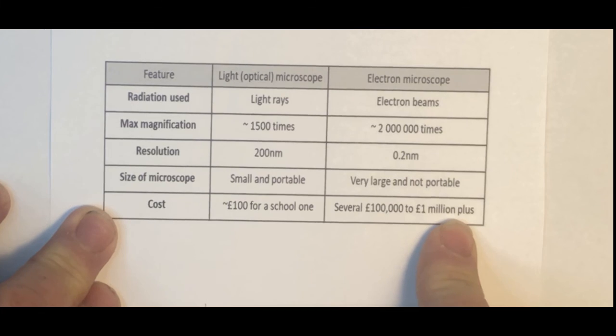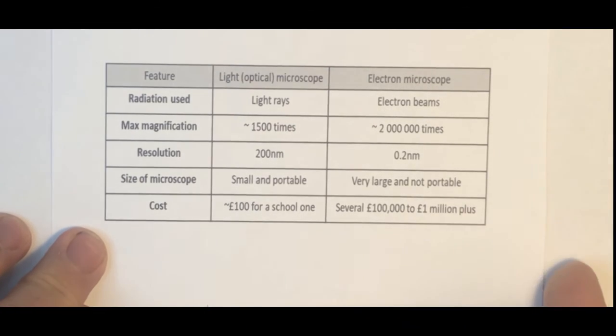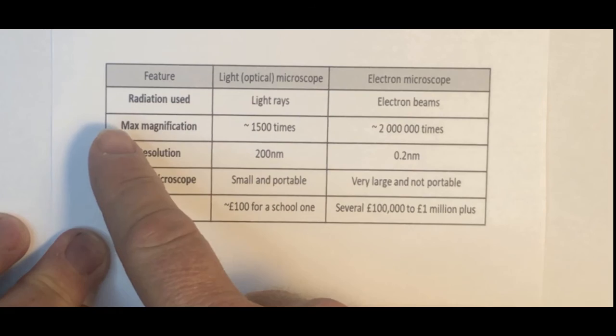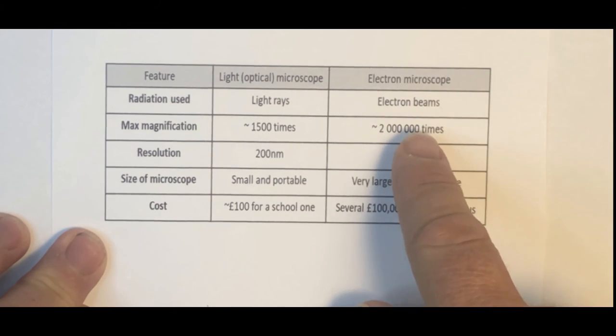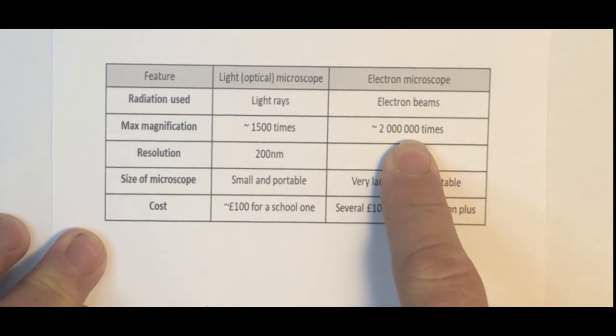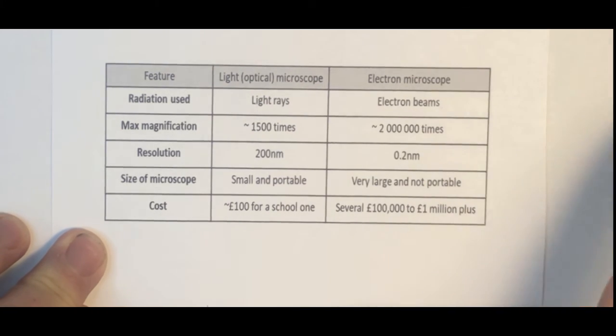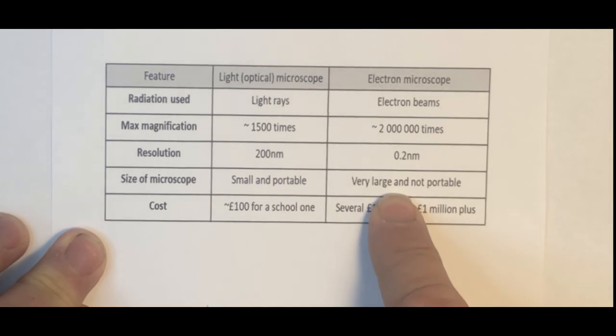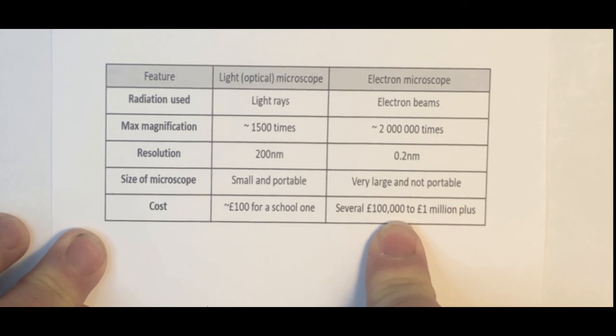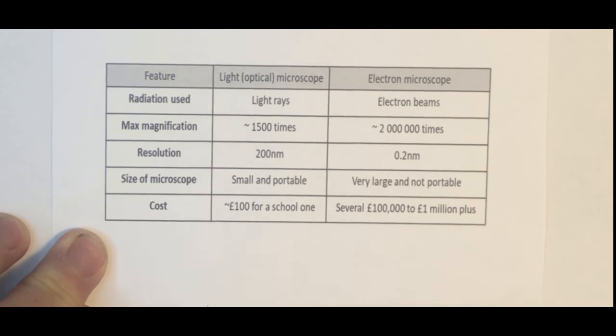Okay, that is a typical question that they might ask about light and electron microscopes, which is to compare them. They may also ask the advantages and disadvantages. Obviously the advantages of an electron microscope are that its magnification is considerably higher and the resolution is considerably smaller. But the disadvantages are that they are very large, not portable, and they cost a huge amount of money. That's an additional question that could be asked to do with a light and electron microscope.